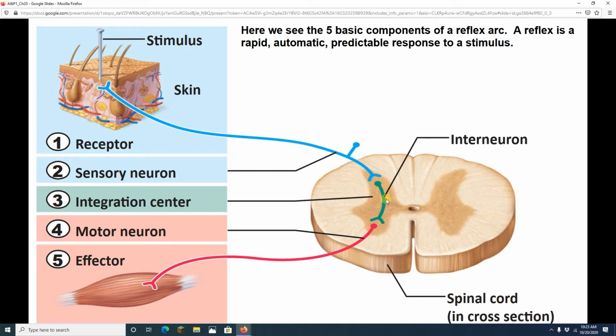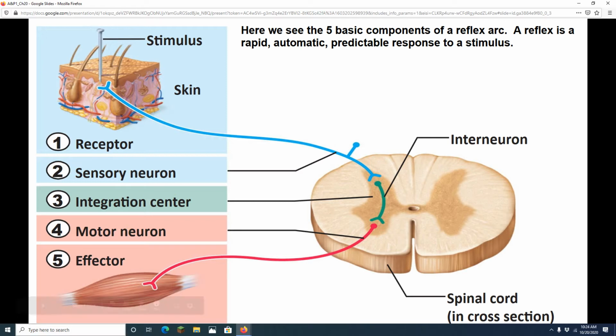So a reflex is basically a rapid, automatic, predictable response to a stimulus. Okay? So we're going to give a bunch of examples of reflexes today. If you got poked in the skin with a pin, you would probably pull that body part away. That would be a reflex. That would be an example of the withdrawal reflex. And that's what we're looking at here.